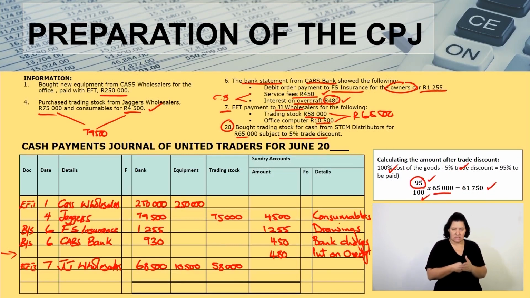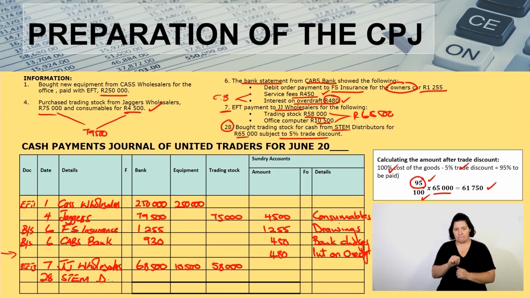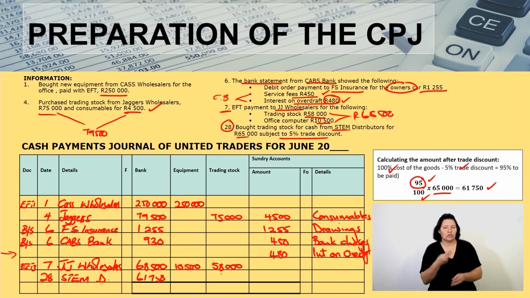So we bought, and remember, we are buying trading stock from STEM distributors. So the date is the 28th. And we're now saying STEM distributors. Okay, so I'm just going to say STEM, then I'm just going to put a D there for distributors. And how much did we pay? 61,750. That was for what? Trading stock. 61,750. I want you to quickly add this up.